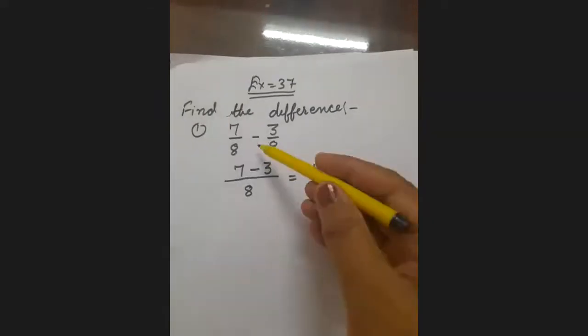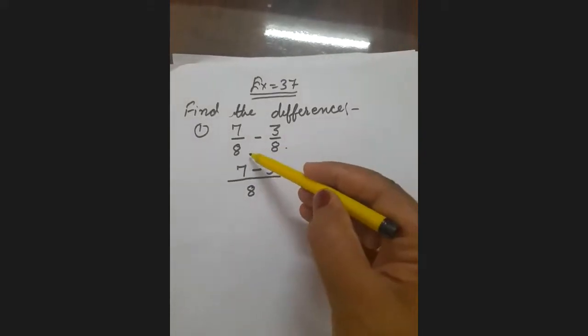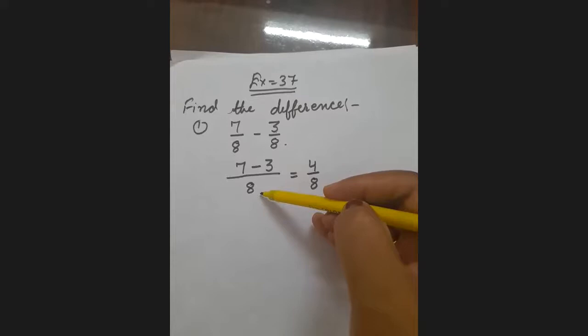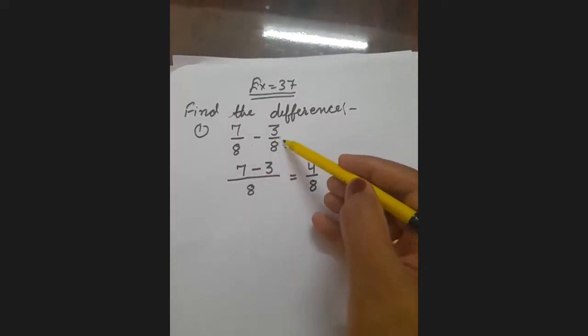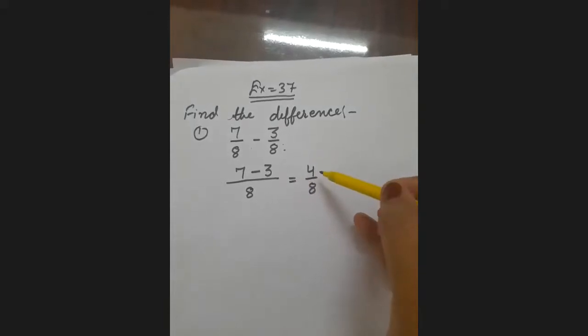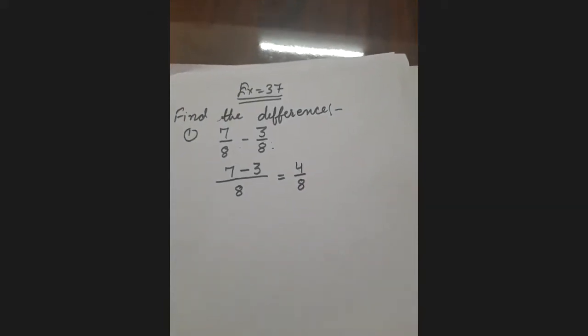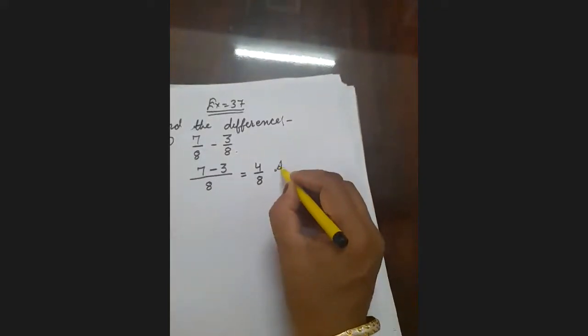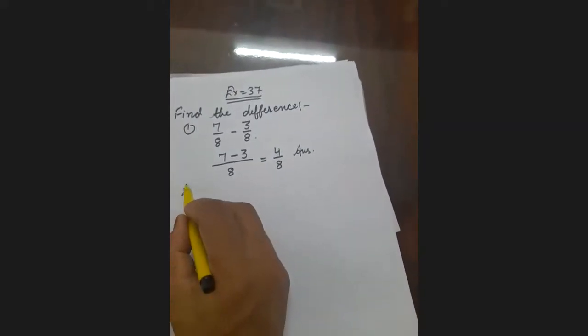Now we have 7 upon 8 and 3 upon 8. These are like fractions. First, write 8 as the LCM, 8 as it is. Then 7 minus 3 is 4. So your answer is 4 upon 8. Next is the second question.